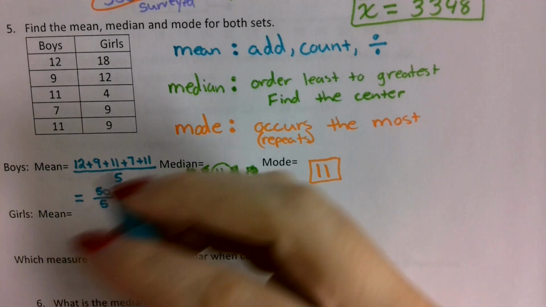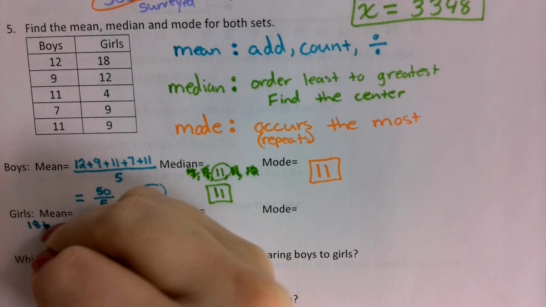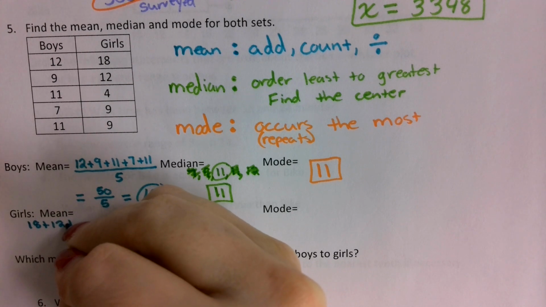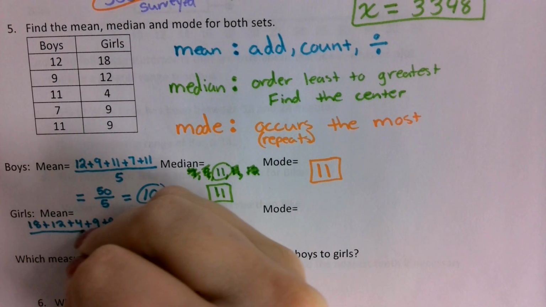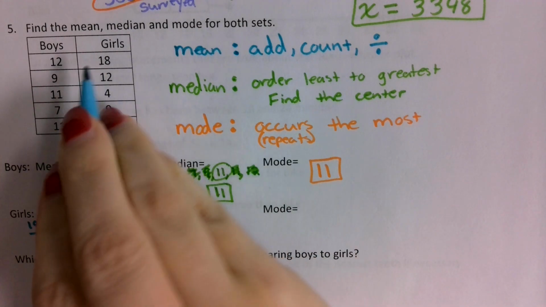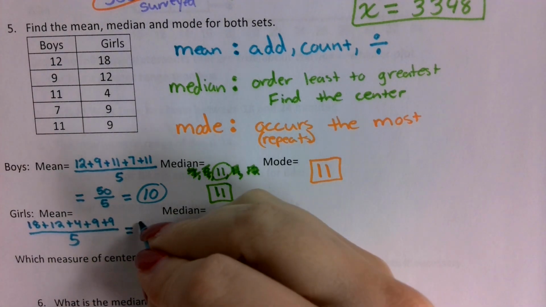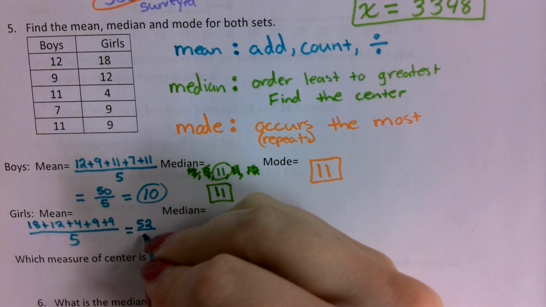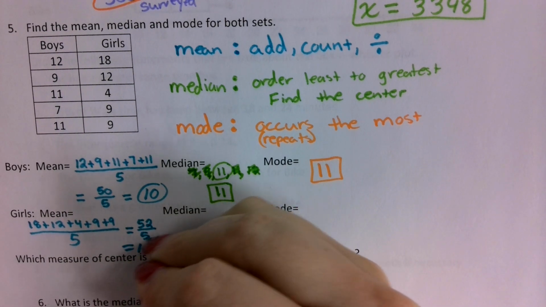$10.4. Very good. All you're going to do is add these numbers together. You're going to take the 18. You're going to add it with the 12, add it with 4, add 9, and then you're going to divide that by 5 because, again, there's 5 numbers. You add the numbers, count how many there are, and then divide those two. When we add all those together, we're going to get 52, and 52 divided by 5 comes out to 10.4.